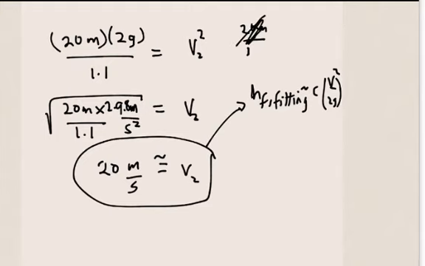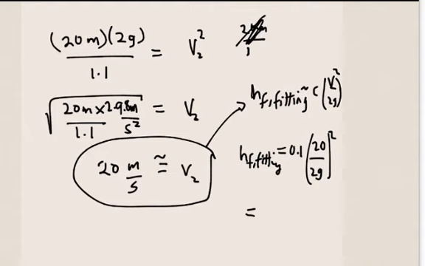So we've got HF fitting is equal to 0.1 times 20 squared over 2G, 20 meters per second. I'm kind of cheating because I'm not using the units. I really should. Meters squared per second squared divided by meters per second squared. I'm looking at these units. That's going to give me meters. That's exactly what I want.